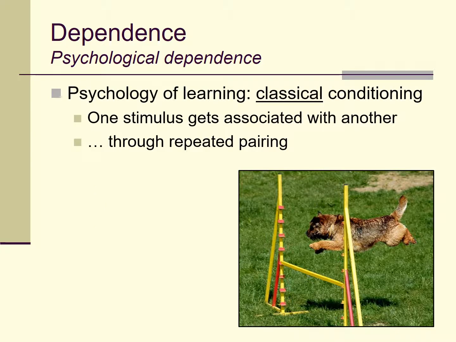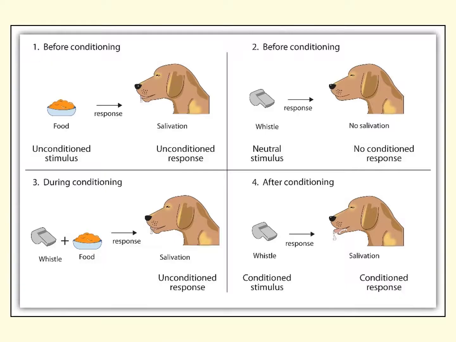Now, I've already mentioned operant conditioning, but if you think back to your introductory psychology class, you may also recall that there's another type of basic learning that occurs in all animals, including humans, and that's called classical conditioning. Classical conditioning is where one stimulus gets associated with another through repeated pairings. So if I have one stimulus and I present it alongside another, that other stimulus can serve as a stand-in or a cue or signal for the original stimulus.